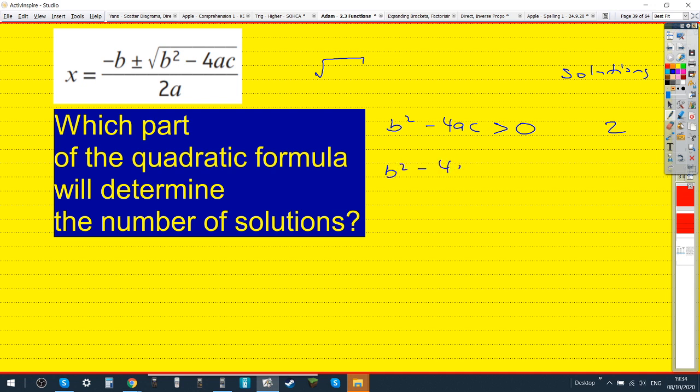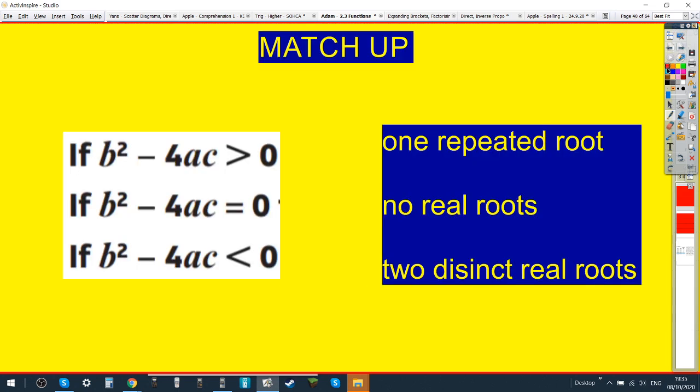B squared minus 4ac equals 0 would be 1. B squared minus 4ac less than 0 would be no real roots. Yep. Okay, match them up.